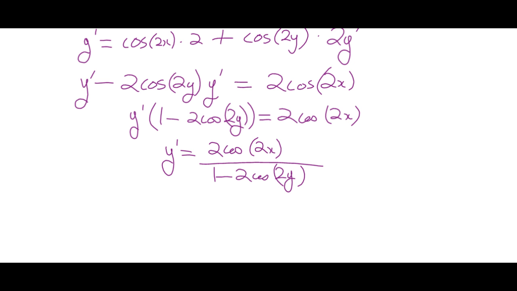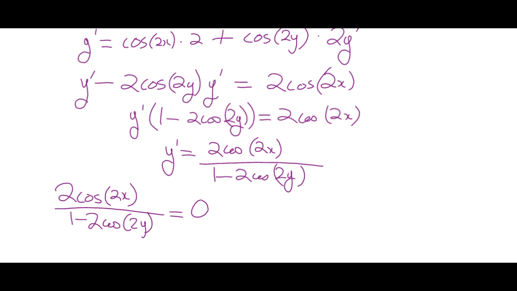So what do we want to find? It says, write an expression for all the x coordinates where y prime is equal to 0. Okay, so we're going to set 2 cos of 2x over 1 minus 2 cos of 2y equal to 0. We want y prime to be 0. So what does that mean? 2 cos of 2x must be equal to 0. Yeah. So the numerator of the term on the left must be equal to 0. As long as the denominator is not 0, who cares.